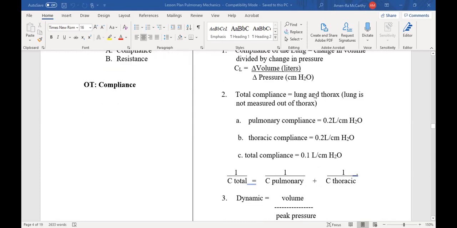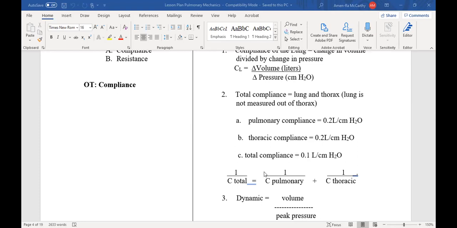All right, we'll go over this part really quick, but total compliance of the lung and the thorax. Pulmonary compliance is about 0.2 liters per centimeter of water, which is 200 mLs. Thoracic compliance is about 0.2 liters per centimeter of water, but total compliance is about 0.1 liters per centimeter of water. So don't worry about this little formula right here. You don't have to worry about that.